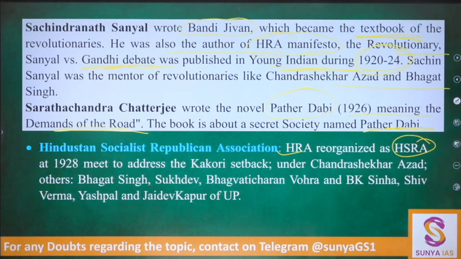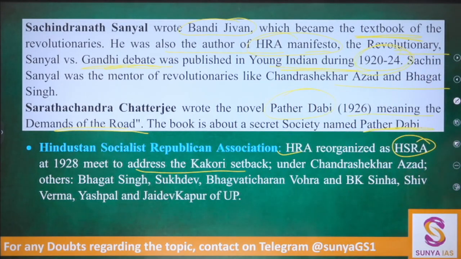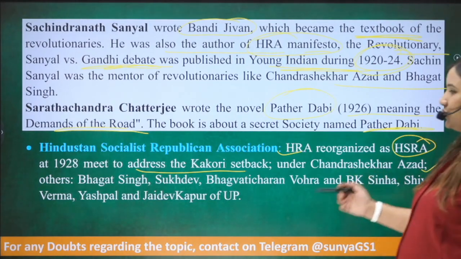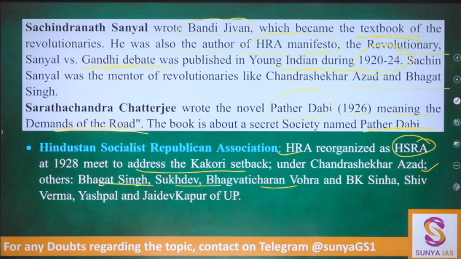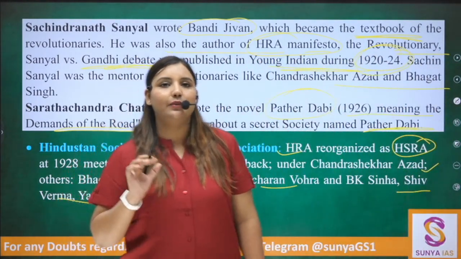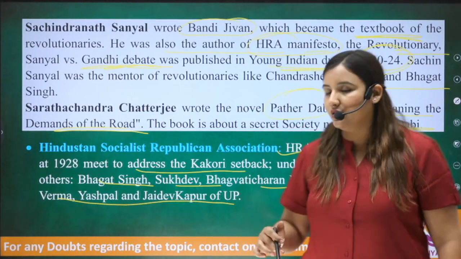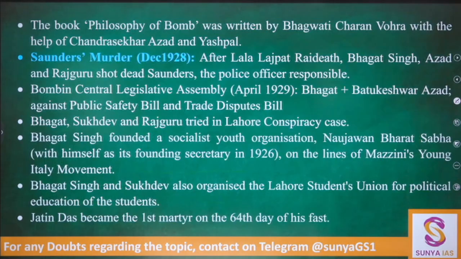HSRA, in 1928, they met to address the Kakori setback. They wanted to discuss how our leaders got arrested and what mistakes they committed. So under Chandrasekhar Azad, they came. Here other leaders also joined. Our hero Bhagat Singh, Sukhdev, Bhagwati Charan Vohra, B.K. Sinha, Shiv Verma, Yashpal, Jaydev Kapoor of UP, all these important leaders came together in 1928. They met here in HSRA and reorganized it.